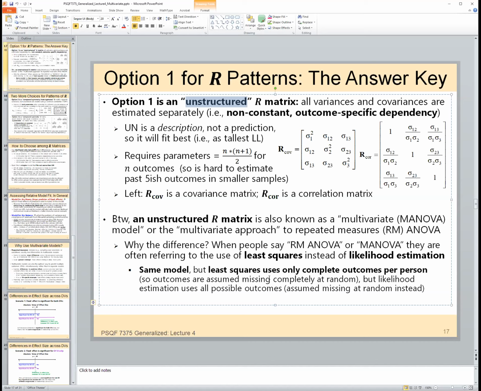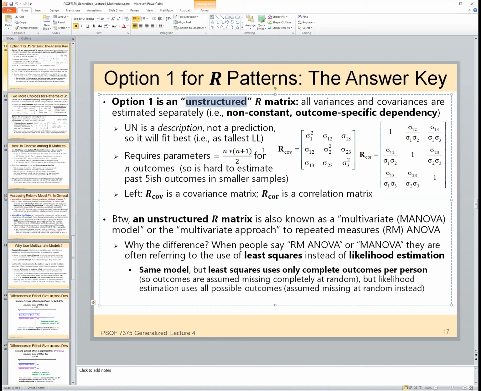Just let it go. It works out that the lambda thing that you're supposed to report from MANOVA is a transformation of a likelihood ratio test. So it really is all the same. It's just that this approach is a lot more flexible than what you would learn when you're stuck with least squares. So no worries. Okay, so this is one choice for what your R matrix should look like.